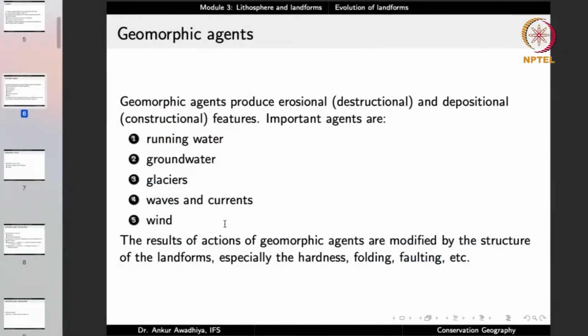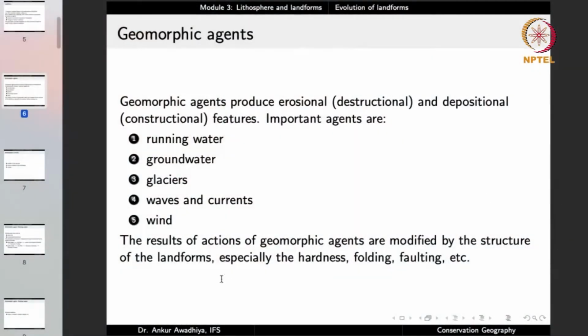Now, the results of actions of geomorphic agents are modified by the structure of the landforms, such as hardness, folding, faulting, and so on. So if there is a landform that is made up of materials that are extremely hard, in that case erosion will be difficult. If the landform is made out of components that are soft, then probably erosion will be easier.